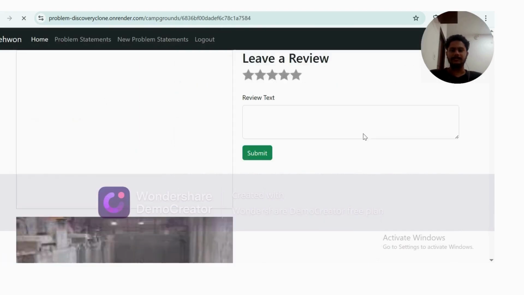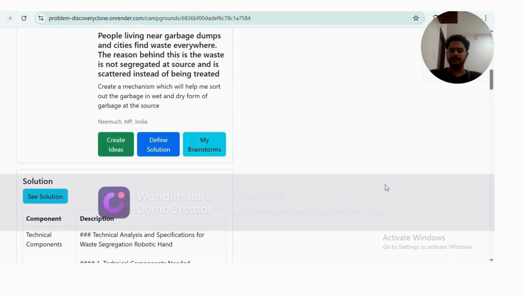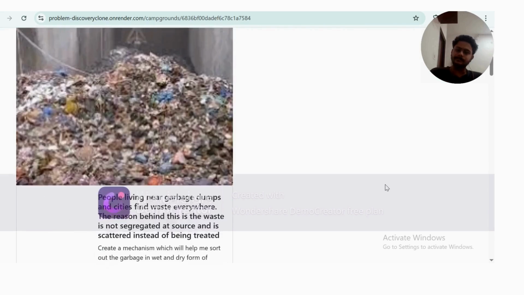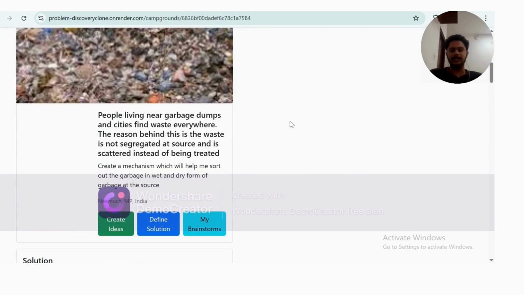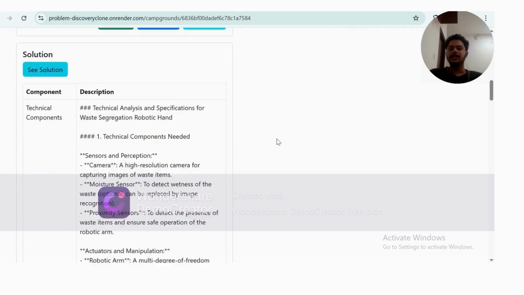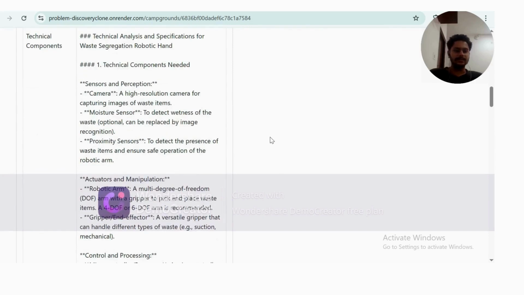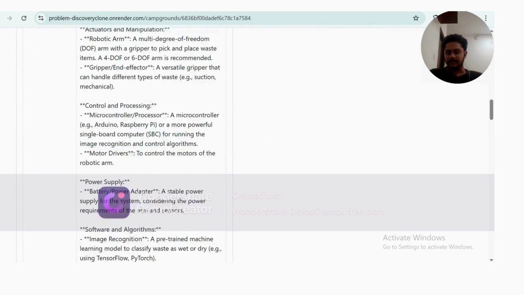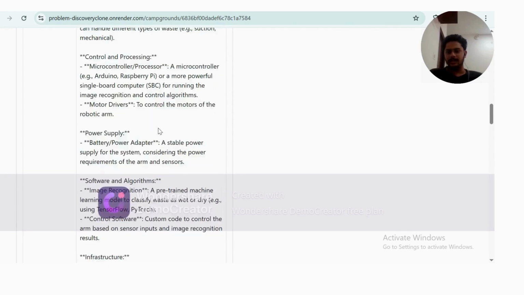For example, I've created this problem and a solution with the AI. For example, the problem is about people living near garbage dumps in cities and waste everywhere. The reason behind it is they have to go through a lot of bad smell, and the solution is we have to create a mechanism which decomposes their garbage by itself. Right now, the AI has created a solution for us. It is telling me what all I need to do.